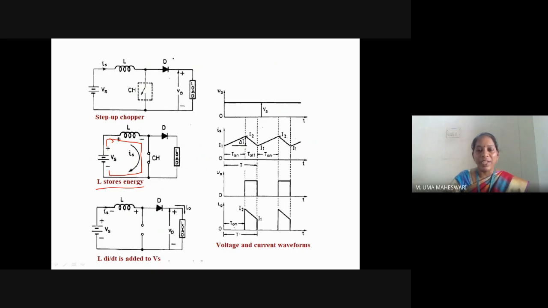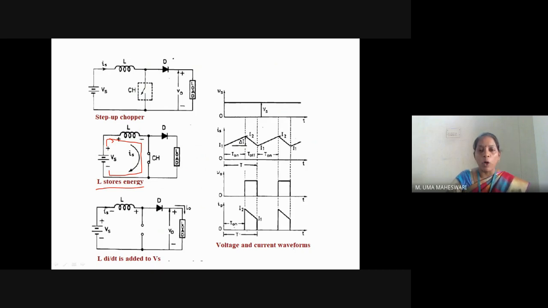So the output voltage when the switch is in off condition is equal to the inductance voltage. Here you can see the waveform of the output voltage when the switch is in off condition. And what will be the magnitude of the output voltage? It is the sum of the supply voltage plus the inductance voltage VL.